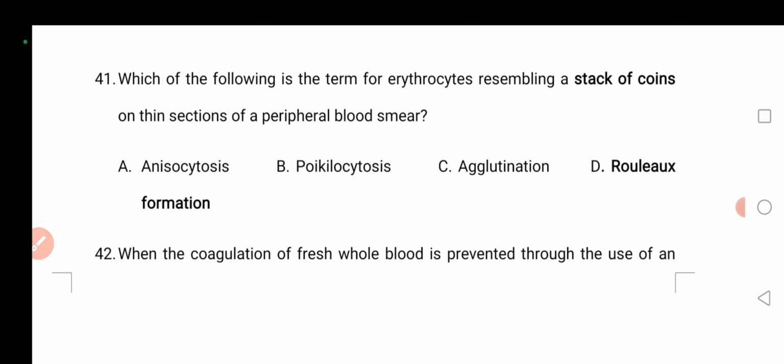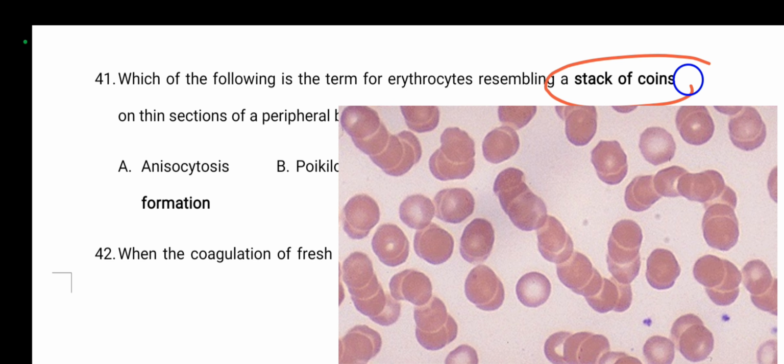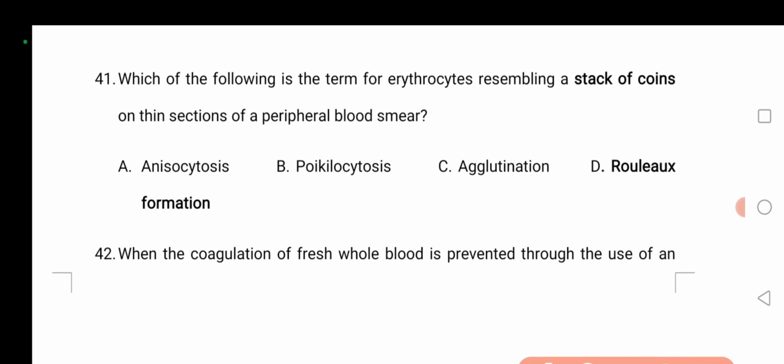Another question: which of the following is the term for erythrocytes resembling a stack of coins in peripheral blood? Stack of coins means a roll. Okay, it's very easy. The red blood cells will appear as a stack of coins. So the correct answer is D.